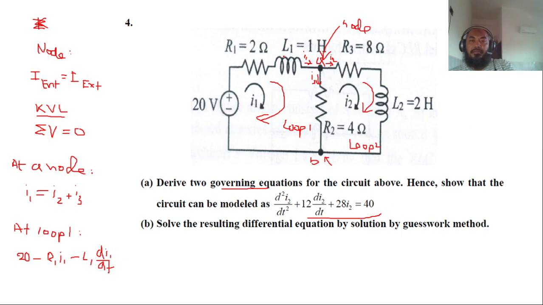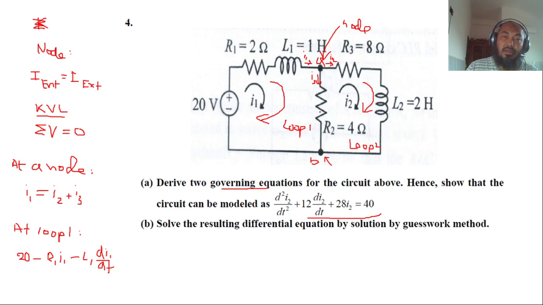Please open the tutorial. We elaborated this explanation, meaning that if it is a resistor, what is the voltage? If it is an inductor, what is the voltage? And if this is a capacitor, what is the voltage?